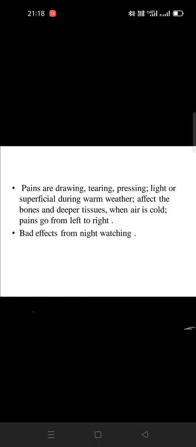One more medicine is there, Lycopodium is also there. But there is also ailments from bad effects of night watching. There are 2 to 3 more medicines which I have already told you, like Nux vomica is there, Coffea cruda is there, and Cocculus is also there.